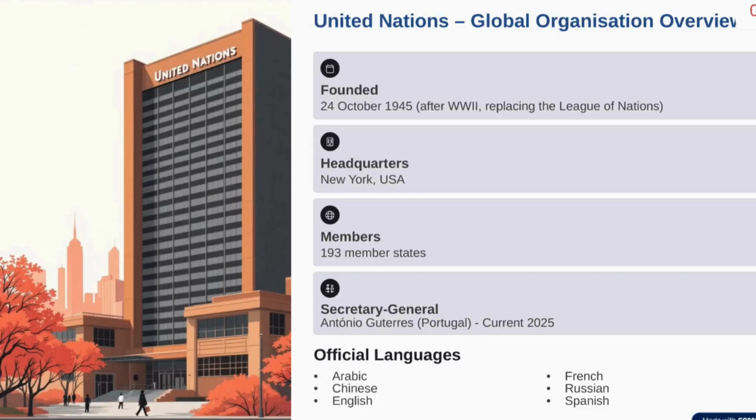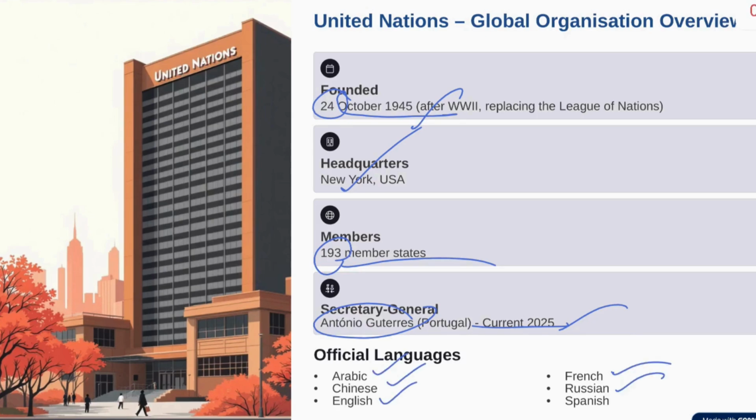United Nations, the global organization, founded 24th October 1945, headquartered in New York, USA, with 193 member states. Secretary General Antonio Guterres. Currently, official languages are Arabic, Chinese, English, French, Russian, Spanish.